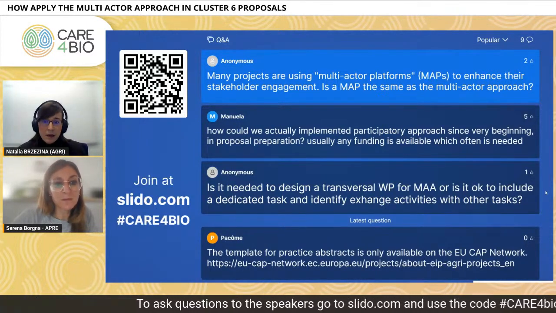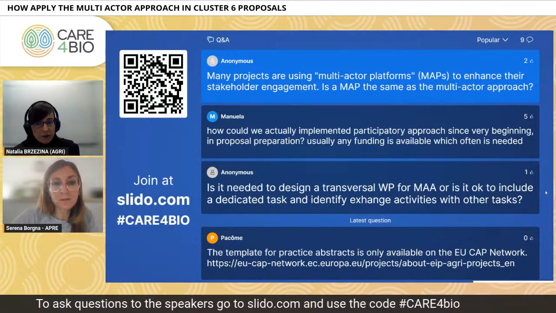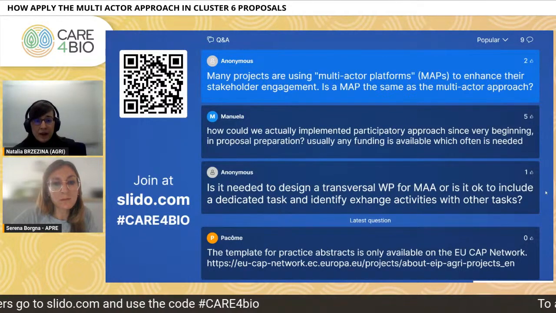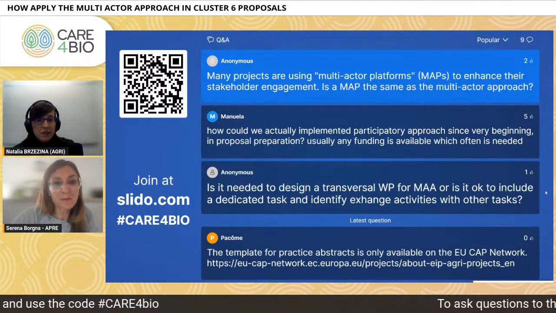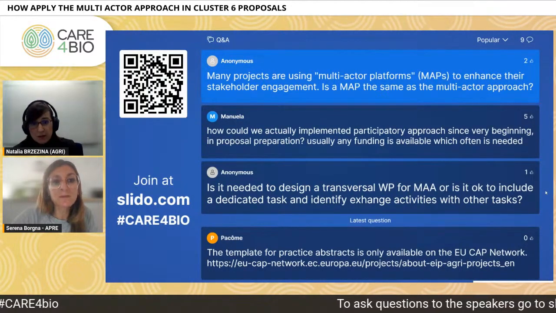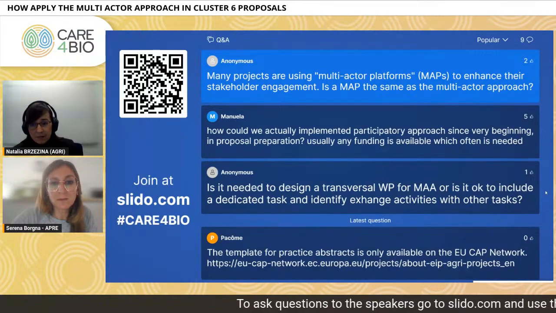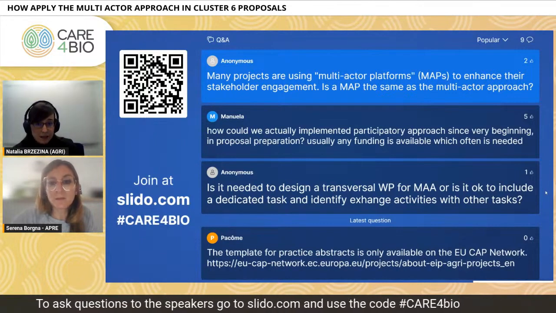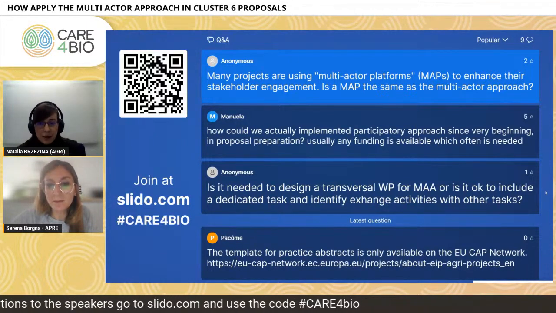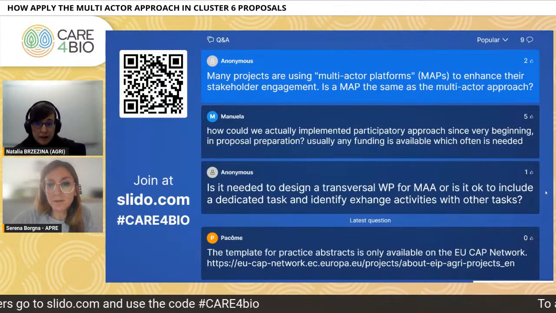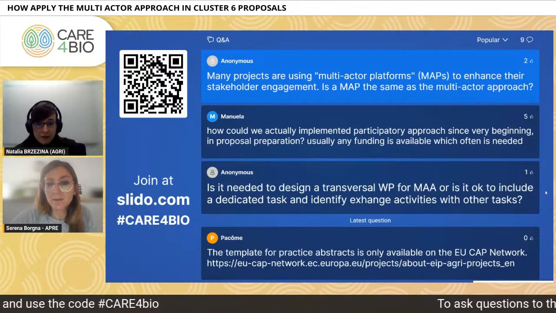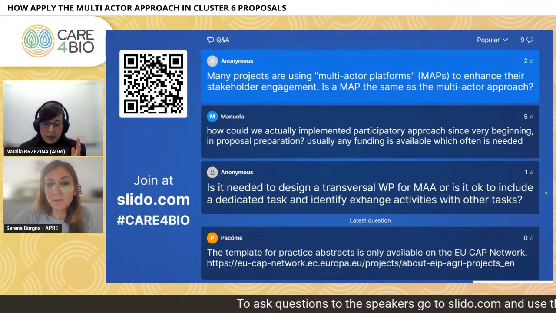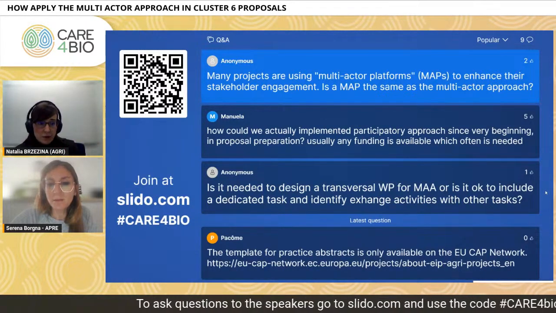project. But then it really depends from project to project, because the multi-actor platforms, as they name it, can be applied in a really different format in the projects. So they can also be a way to implement the multi-actor approach. It really depends on the project. But I would say that the sole definition that we use, and the sole term, is multi-actor approach.